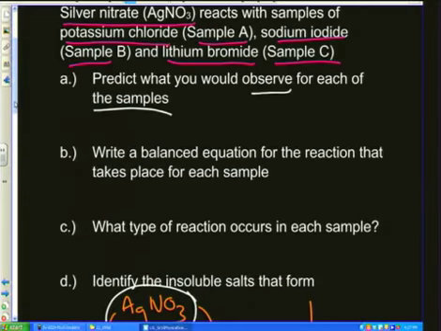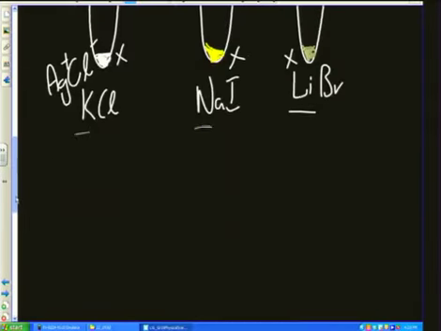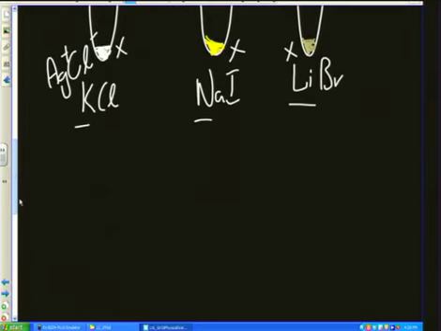So we've done our predictions. What would you observe? We'd observe precipitates forming. Look at what the next question says. Now, even if you didn't know those precipitates, I hope you can now deal with the balanced equation for the reactions that take place for each sample. So let's do this. Sample A, we know that we've got potassium chloride. We know that we've started with silver nitrate.